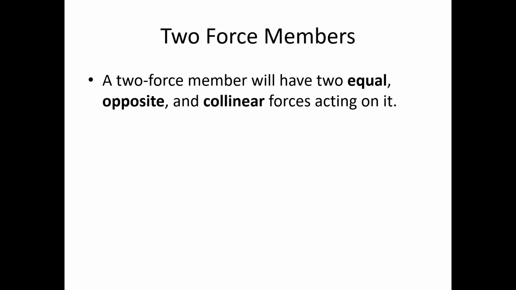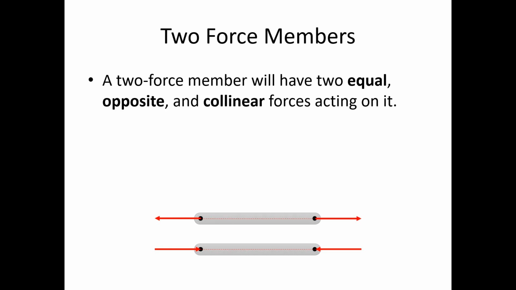And a two-force member will have two equal, opposite, and collinear forces acting on it. So it's going to look like this. It's either going to be in tension or compression. On the following page, when we talk about two-force members, we're going to go into a lot more depth about why that must be true. But for now, we know that it's either tension or compression. And this is as a result of Newton's second law.